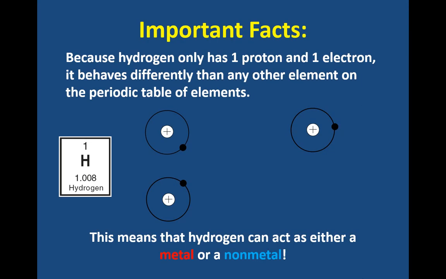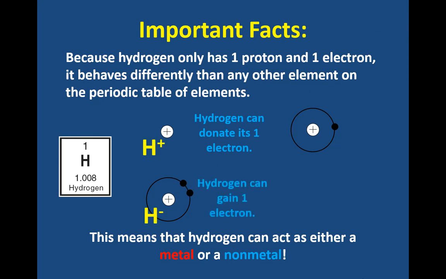Important facts. Because hydrogen only has one proton and one electron, it behaves differently than any other element on the periodic table of the elements. So, hydrogen can donate its one electron. Hydrogen can gain one electron. Hydrogen can share electrons. This means that hydrogen can act as either a metal or a non-metal.